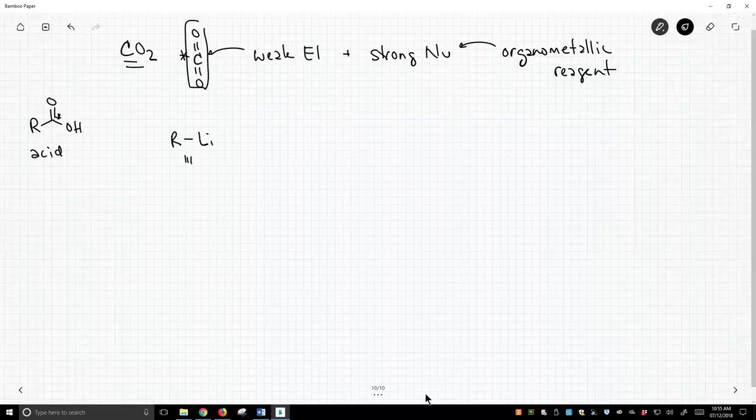Now I've drawn it as if it's covalent, but we can also envision it as being ionic. And if we simply take this and react it with CO2, what happens is the R- attacks the carbon. It's going to break one of these CO pi bonds. And we don't get the acid, but we get the carboxylate salt.